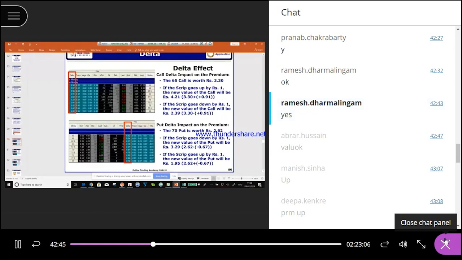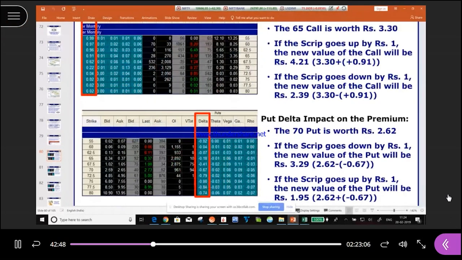Okay, now pay attention here. The 70 put premium is right now trading at 2 rupees 62 paise, and now the scrip has gone down by 1 rupee. Now tell me one thing, if the scrip moves down, what is going to happen to the put option value? Go up or come down? Go up. Go up by what amount? By the value of delta.